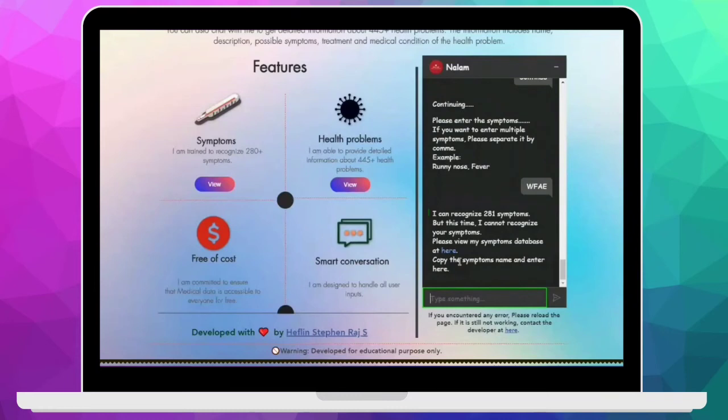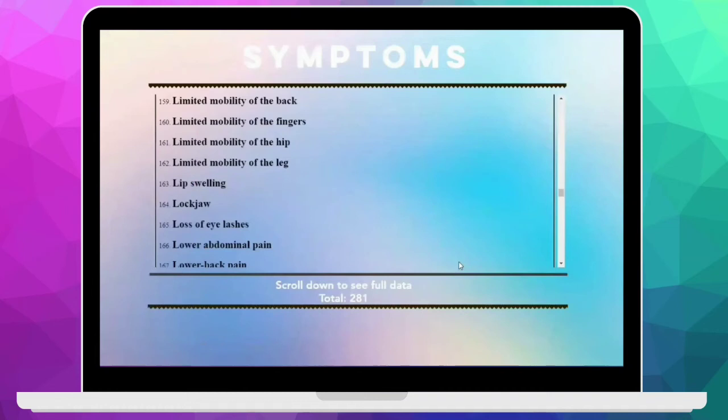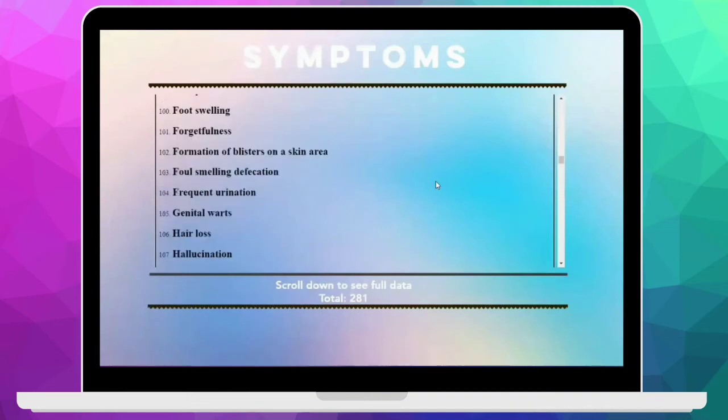If you enter any wrong input instead of symptoms, Nalam will ask you to look at its symptoms database and enter it again. This is Nalam's symptoms database.